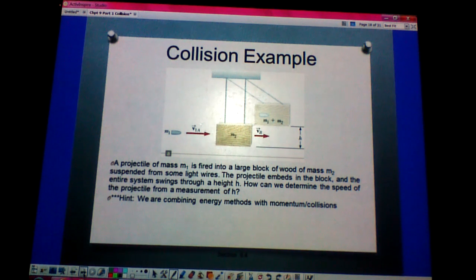Okay, one of the last collision examples that I want to do, because I think this one is going to combine energy methods as well as momentum, so this is going to be kind of a bigger problem.